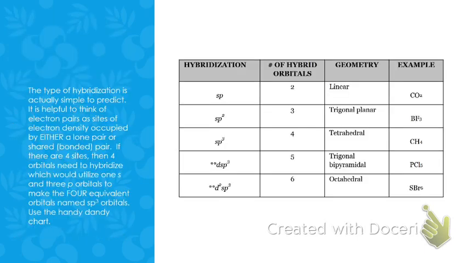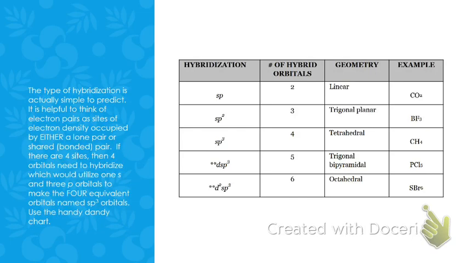Here is a handy-dandy chart that can help you remember how many hybrid orbitals are present based upon how many bonds are needed. If I only need 2 bonds, then it's just an sp hybridization. If I need 3 bonds, it's an sp2. If I need 4 bonds, it's an sp3. Easy enough: add up your S and P's, and that's how many bonds you get. That's how many orbitals you have.